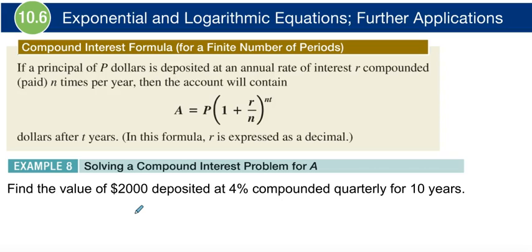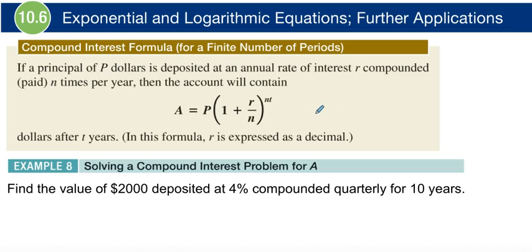All right, so we're going to be talking about compound interest for a finite number of periods, meaning it's compounded yearly, quarterly, daily, just something like that, where it's not an infinite compounding. So we're going to be using this formula right here, where P is going to be our principal amount that we deposit, R is the rate, n is the number of times that it's compounded per year, and then T is going to be our time in years.